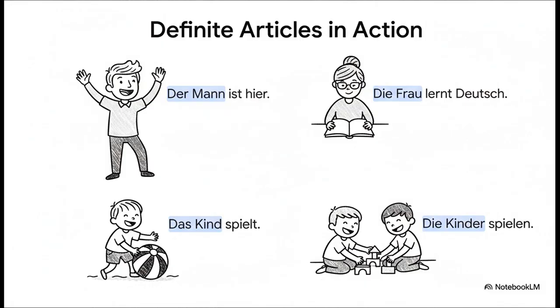Let's see how they look in a full sentence. For a masculine noun, der Mann ist hier. The man is here. For a feminine one, die Frau lernt Deutsch. The woman is learning German. For neuter, das Kind spielt. The child is playing. And for plural, we just use die again. Die Kinder spielen. The children are playing. See? It's a perfect, direct use of what you've already learned.